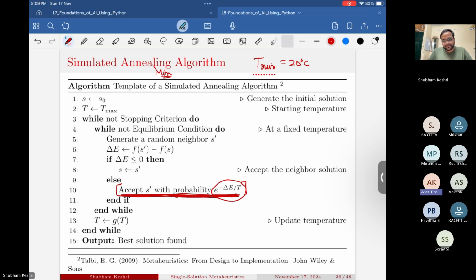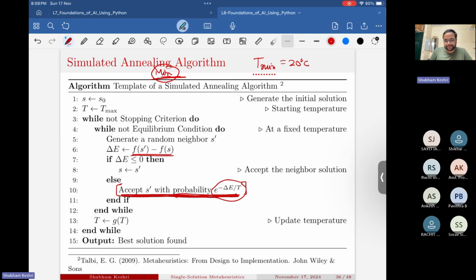But the way you are defining delta E, that equation may also be true for a maximization problem. This is the minimization problem, with e to the power minus delta E by T. If it is a maximization problem, it can be positive also, I think. This is a minimization problem. For a maximization problem, it should be the other way. So this algorithm is for a minimization problem. If we consider that expression for the maximization problem, that expression is correct again. Correct. Yes.